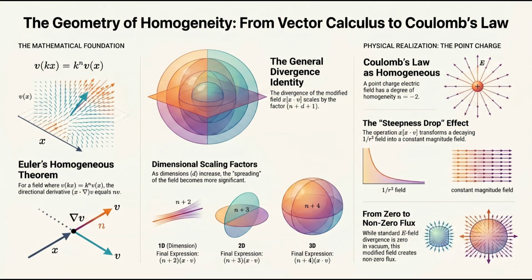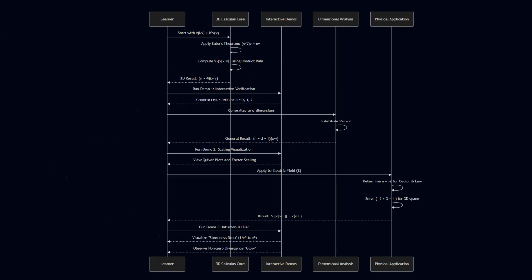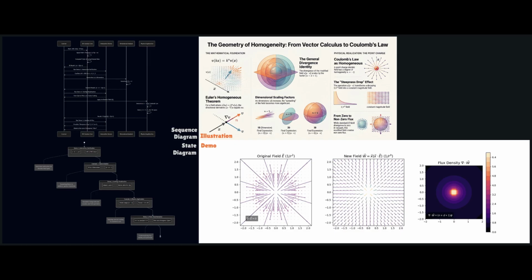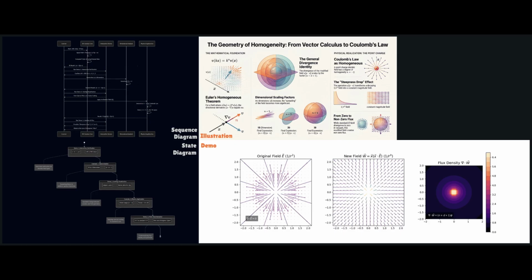Through a specific mathematical transformation, a field that normally decays rapidly as it moves away from its source is converted into a field with a steady, constant magnitude. This process unlocks a hidden pattern. While the original field appears to have no spreading, divergence, in empty space, the transformed field reveals a non-zero glow that perfectly mirrors the local electrostatic potential.